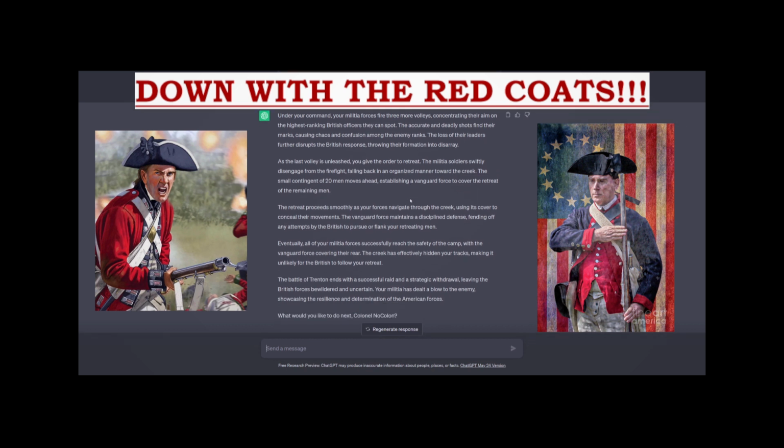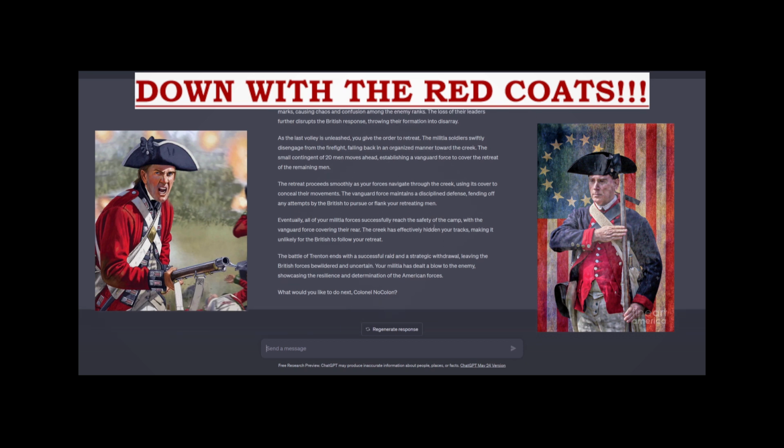The vanguard force maintains a disciplined defense, fending off any attempts by the British to pursue or flank your retreating men. Eventually, we all reach the safety of camp, with the vanguard force covering the rear. The creek has effectively hidden your tracks, making it unlikely for the British to follow your retreat. The Battle of Trenton ends with a successful raid and a strategic withdrawal, leaving the British forces bewildered and uncertain. What would you like to do next?